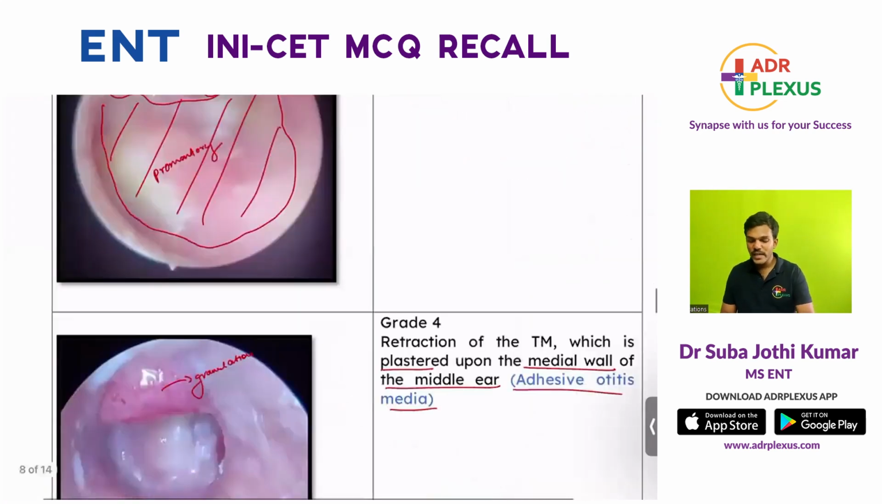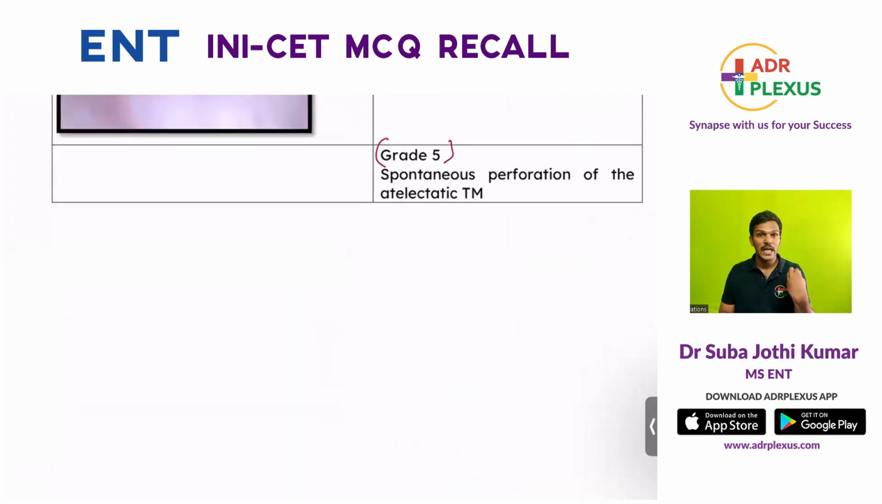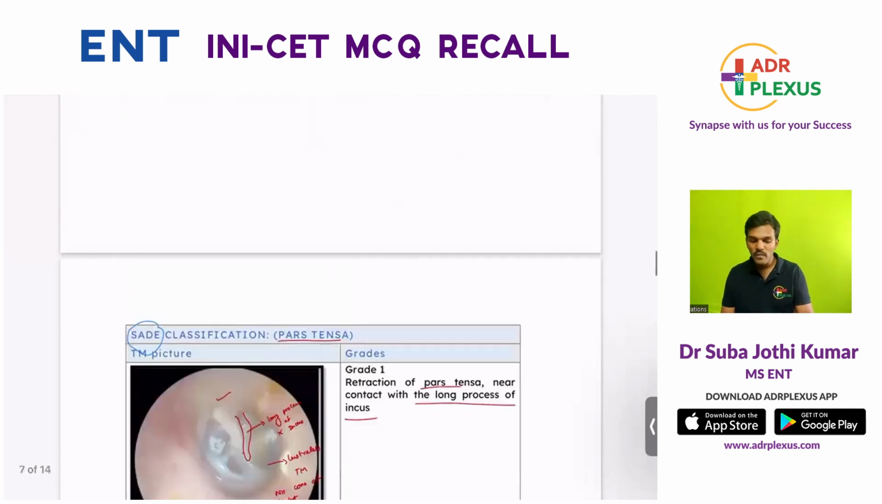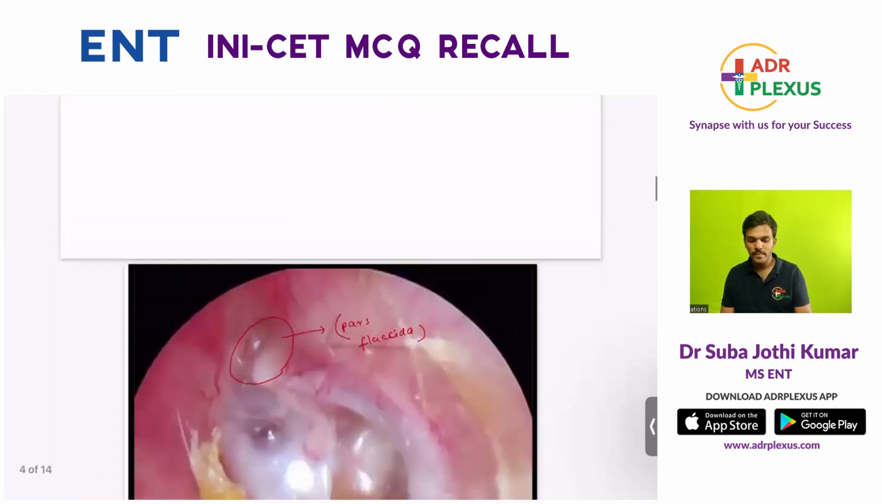Now here, in grade 5, there is retraction. After retraction, there will be formation of spontaneous perforation. So it is grade 5. Okay. So that completes our discussion about the TOS classification of pars flaccida retraction and the SADE classification of pars tensa retraction. Now we get back to our question that has been asked in the INI-CET exam.